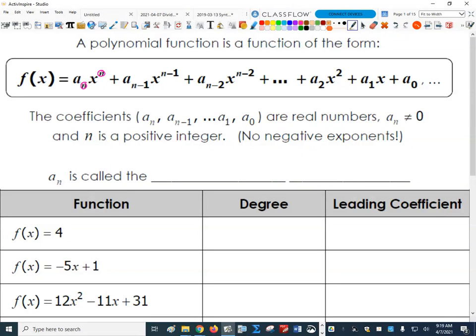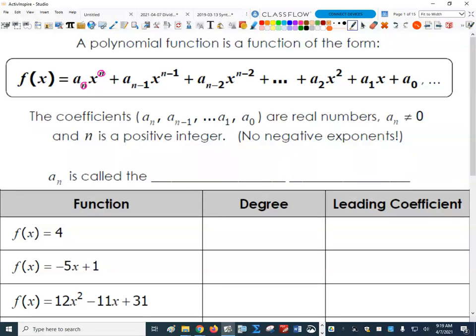What's the next term going to be? Well, the next term is going to be the next power of x, the next power that it could be, which would be x to the n minus 1, right? Because if n is the biggest whole number power of x, then the next biggest would be 1 less than that, because whole numbers advance in increments of 1.